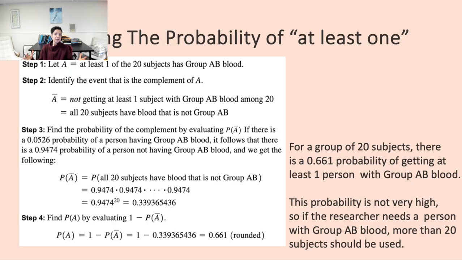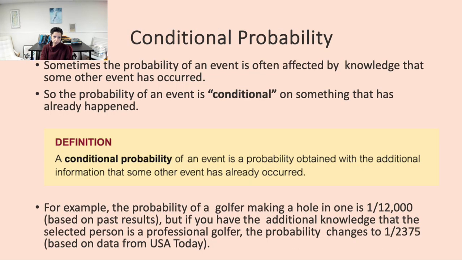And when you pick more than 20 people, basically you're multiplying this 0.947 times itself more times. And so you're making that number smaller and smaller. So the likelihood of getting no one is getting smaller and smaller, so the likelihood of getting someone gets bigger and bigger.